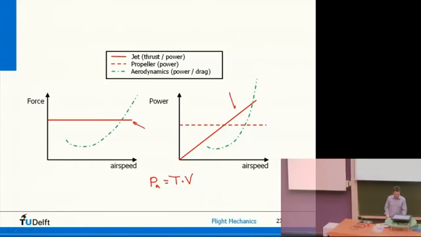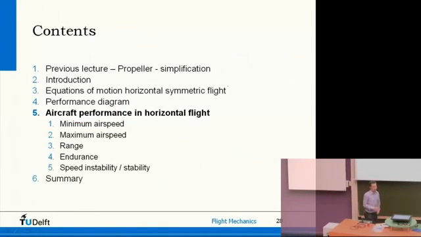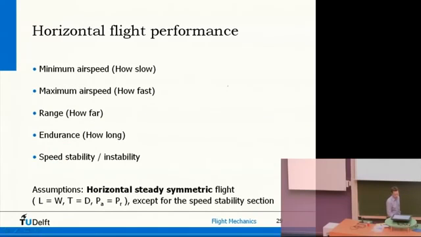So this is what you would call a performance diagram, and we're going to use this diagram for all these applications: minimum airspeed, maximum airspeed, range, endurance, and so on. So let's start with minimum airspeed, or with horizontal flight performance. I'm going to look at minimum airspeed, how slow can you fly, maximum, how fast. Range means the distance you can fly with an aircraft. Endurance, how long can you fly. And then there's a special thing called speed stability and instability.